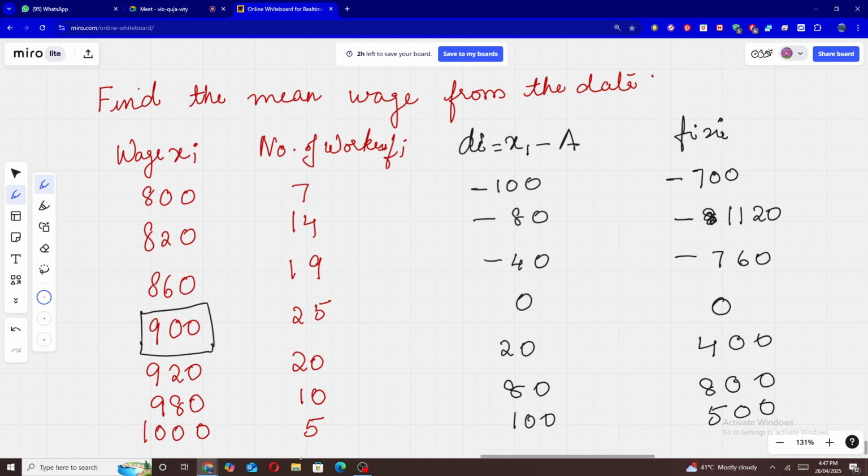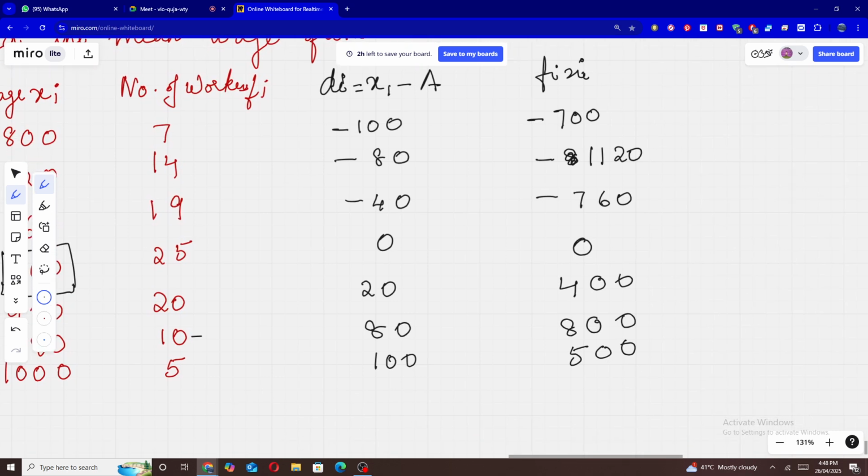No, this is correct. The fi di minus 700, this is 760. I got 720. Then 0, then 400. 9 into 4 is 36. No, it's 10. Ma'am, it's 10 into 80, right? 80. Sorry. Okay, so 800, 500. That's correct. Ma'am, is it 891.2? How did you do this, guys?